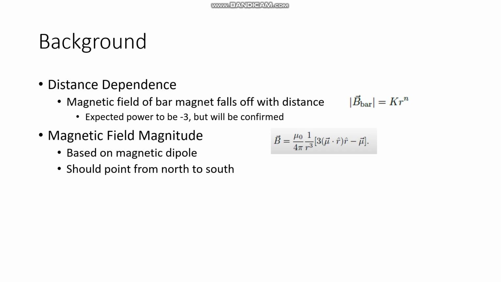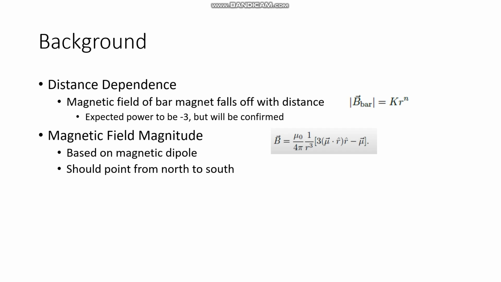So what I mean by distance dependence is that we know that magnetic fields of a bar magnet are going to fall off with distance, and that's going to be given by some magnitude of field strength multiplied by a constant k, multiplied by the distance raised to some power. Now, we expect that power to be negative 3, but we need to confirm that, and as previously mentioned, it was slightly off due to some variations.